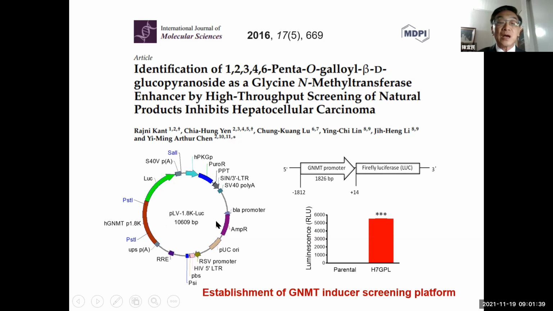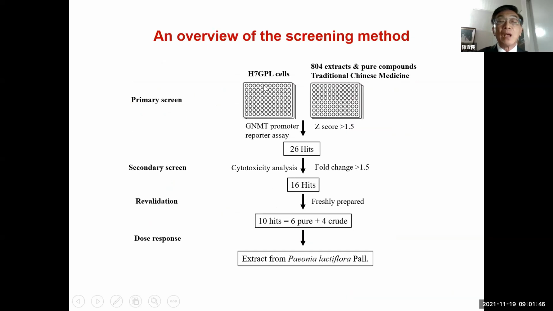And we put this luciferase construct into the lentivirus, and so we generated Q7 cells stably expressing this GMT promoter construct. Then we used this to screen more than 800 plant extracts and pure compounds provided by the Taiwan Traditional Chinese Medicine Institutes.